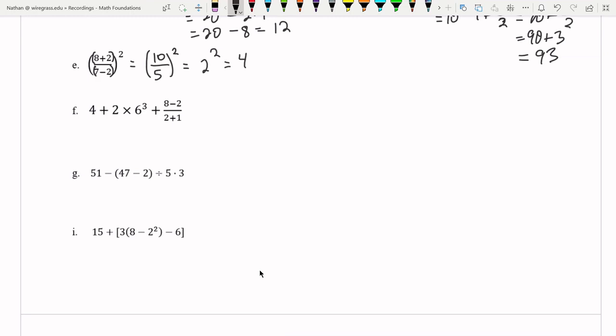All right, let's keep going. Parentheses here. Let's go ahead and do both of those at the same time since I have to take care of both of them before I can do the division. 8 minus 2 is 6. 2 plus 1 is 3. Okay, exponents are next. 6 times 6 times 6 is 216.